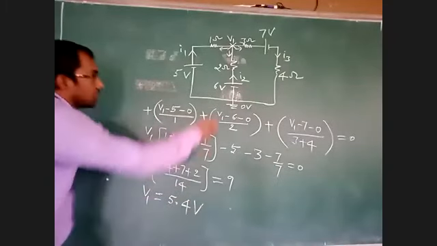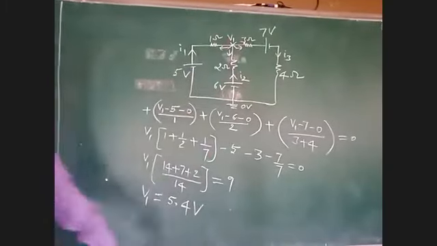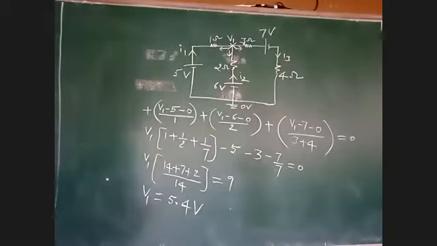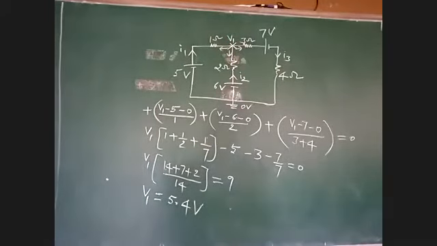This is your node voltage. We have determined the node voltage by assuming all the currents are leaving from the node point. Now forget about the assumption. For determining branch currents, we won't consider the assumed currents. We'll consider the actual direction of currents now.